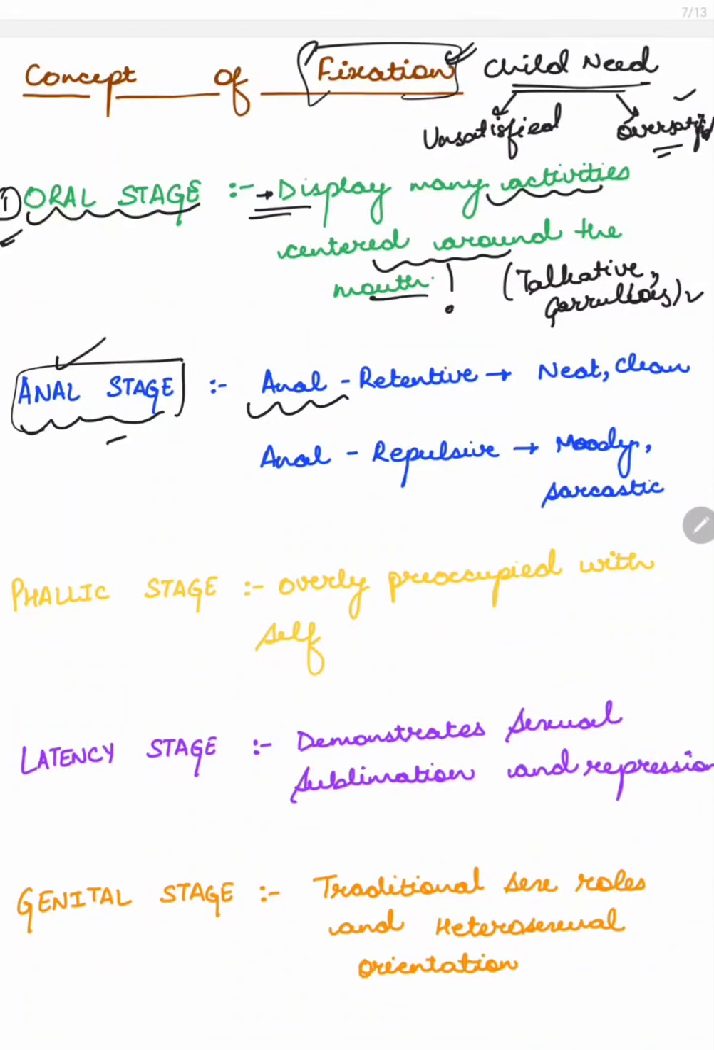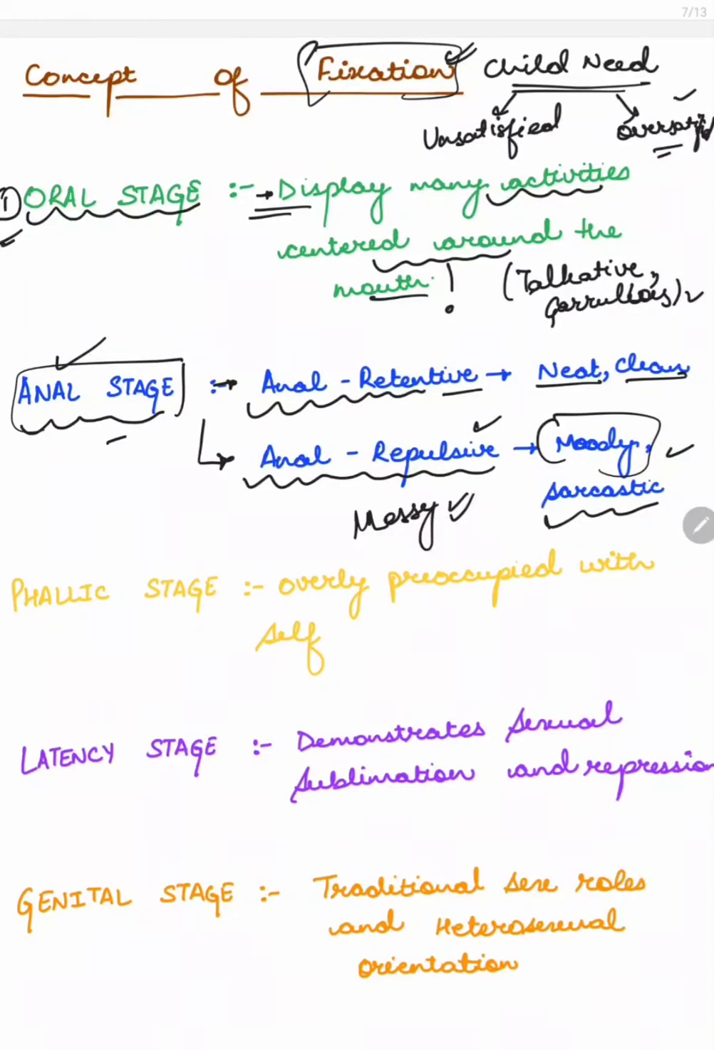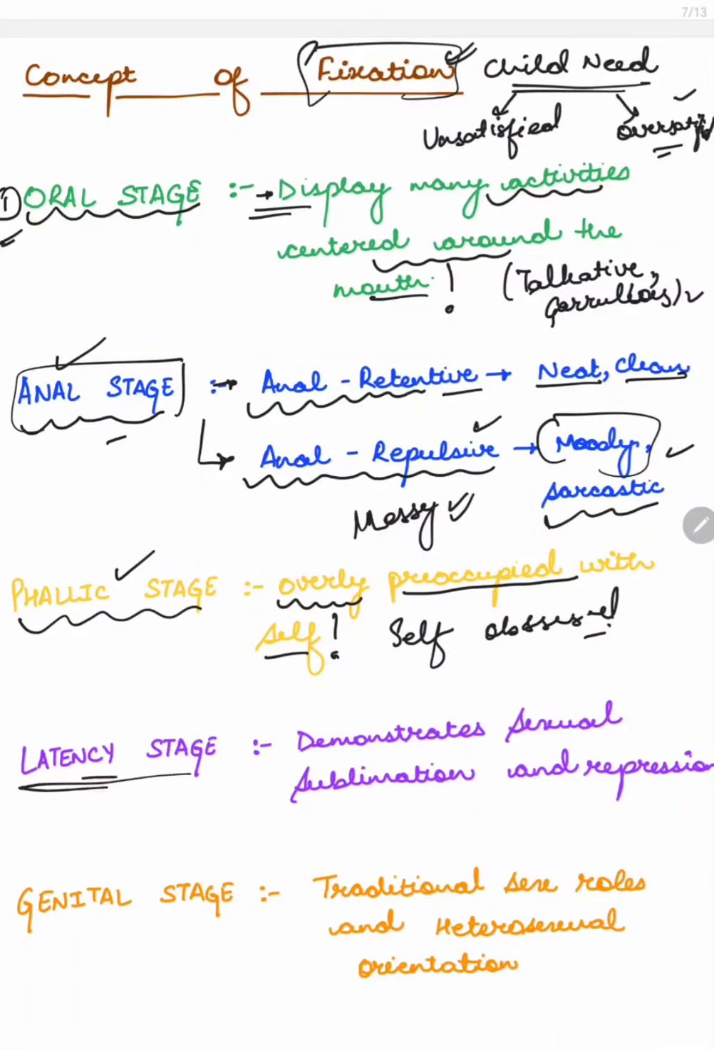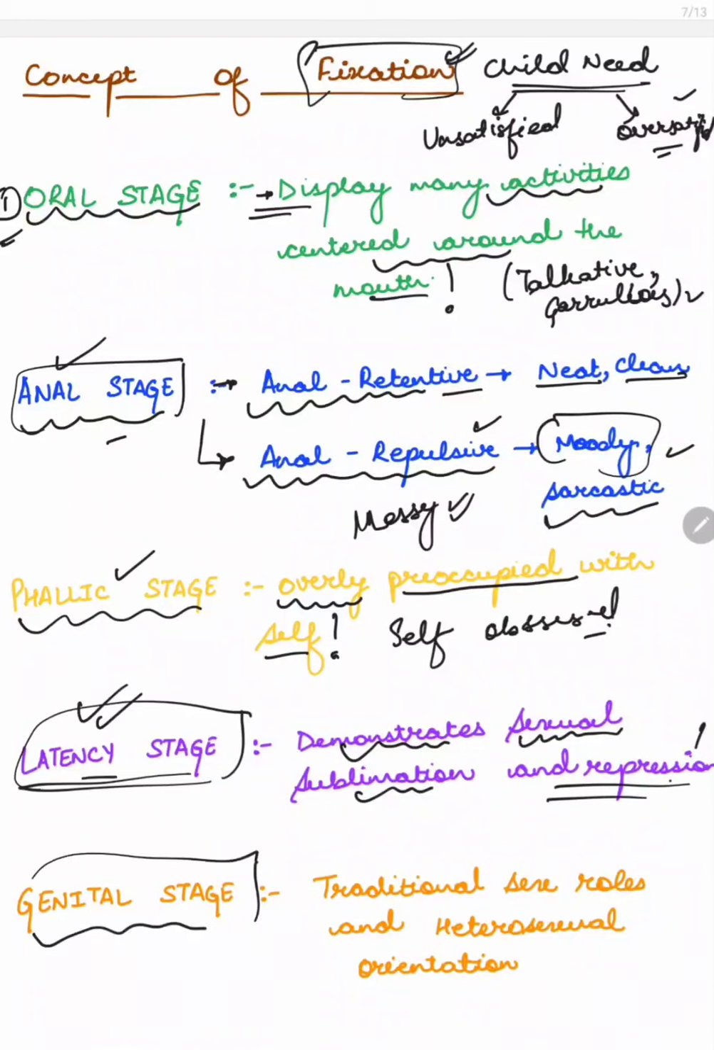Now the anal stage, right? If the child is fixated at the anal retentive stage, the child will be neat and clean. But at the anal expulsive stage, the child will become moody and sarcastic, or you can say messy, right? Now the phallic stage. If the child becomes fixated at the phallic stage, the child will become overly preoccupied with self, like self-obsessed, you can say. But at the latency stage, if the child gets fixated, it demonstrates sexual sublimation and repression. Fixation at the genital stage will lead to traditional sex roles and heterosexual orientation.